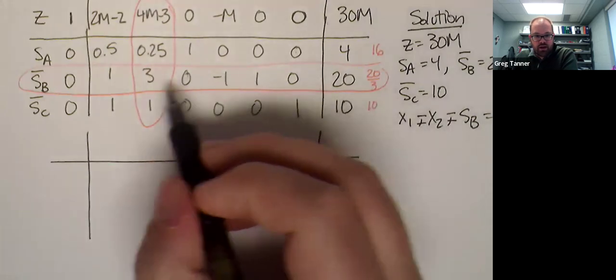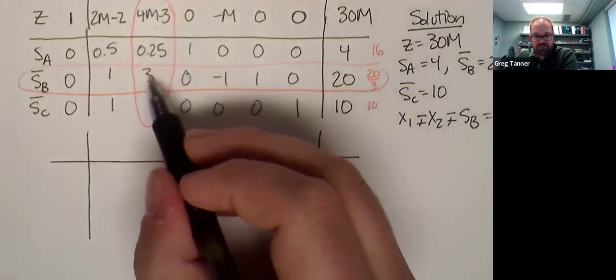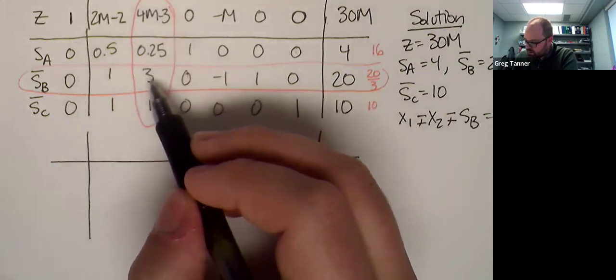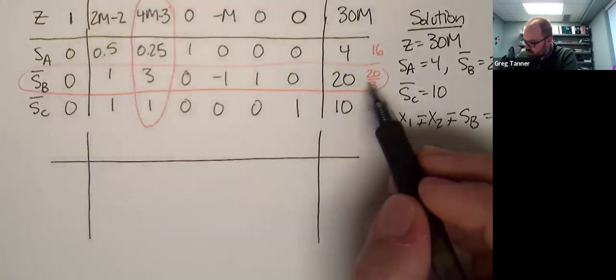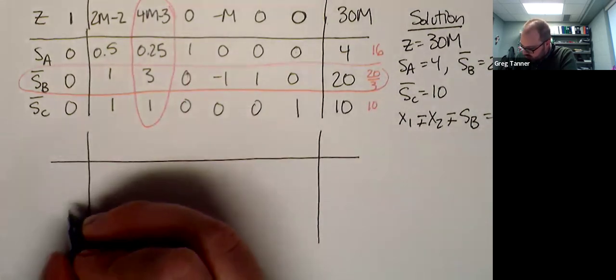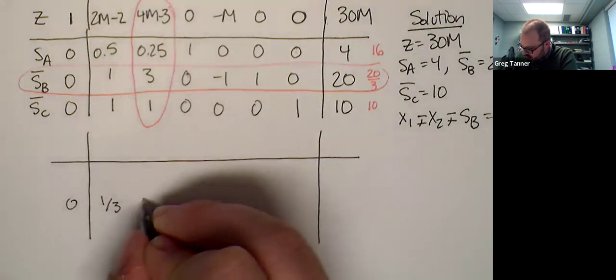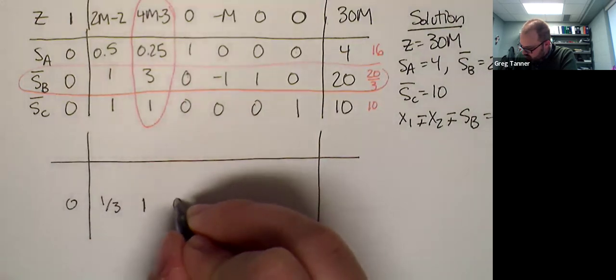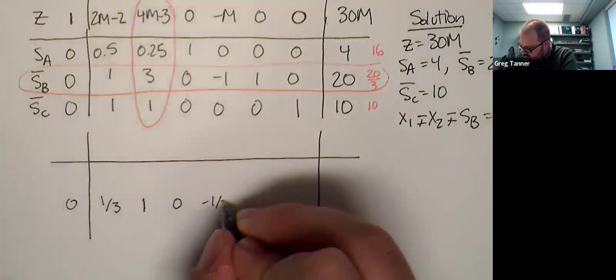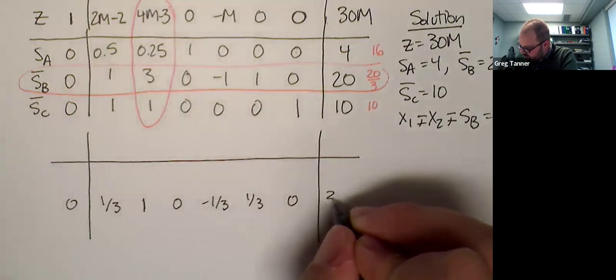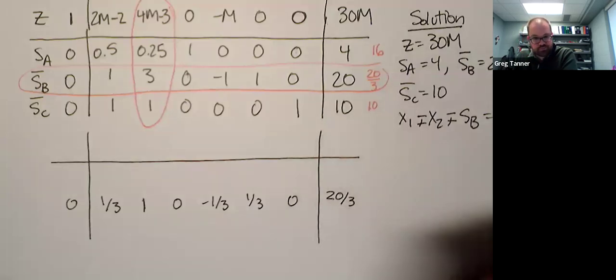So I've got a 3 right here in my pivot spot, pivot column, pivot row. I want to turn that into a 1. And so I want to multiply this whole row by 1/3. And so that middle row is going to go 0, 1 times a third is 1/3, 3 times a third is 1, 0, negative 1/3, 1/3, 0, and 20/3.